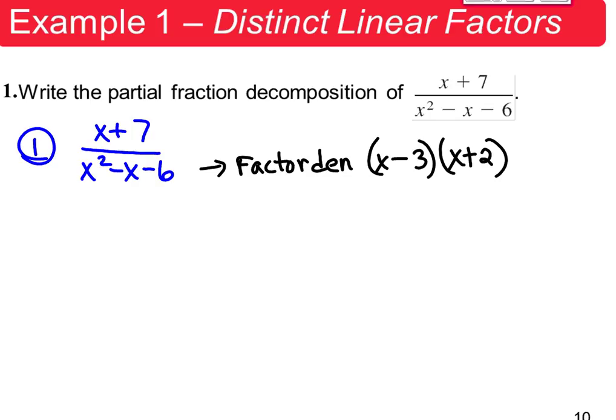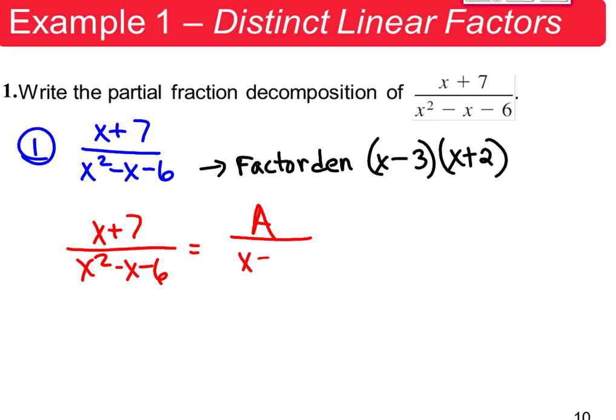And now I'm going to write my sort of setup for the answer. So in a way, I'm writing almost the answer, except I won't know what the numerators are. So x plus 7 over x squared minus x minus 6 is equal to something, I'm just going to call it A, over x minus 3 plus something, I'm going to call it B, over x plus 2.